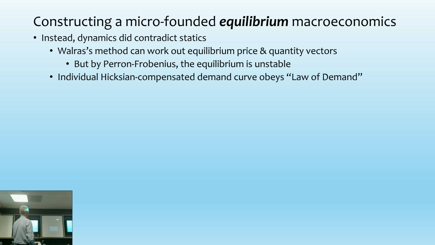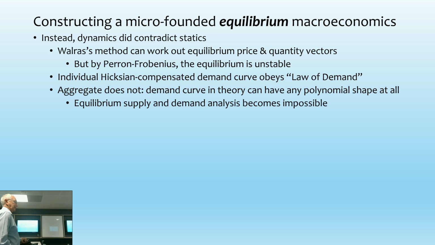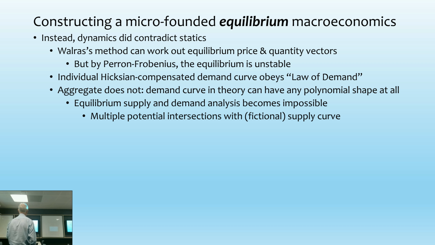Now we then have this idea of Hicksian demand curves being downward sloping, but we know from Sonnenschein-Mantel-Debreu that any polynomial shape at all is feasible for a demand curve derived from neoclassical first principles. So you can't do equilibrium analysis there because you're going to have multiple points of intersection.